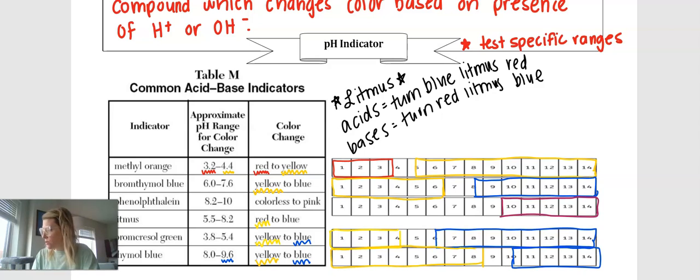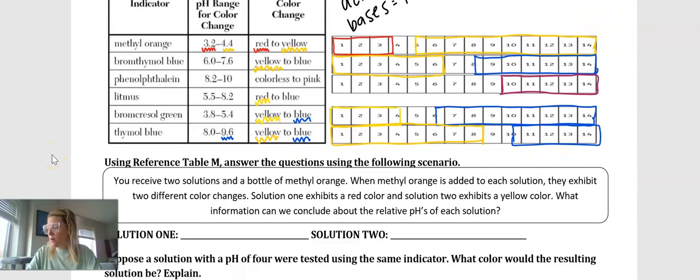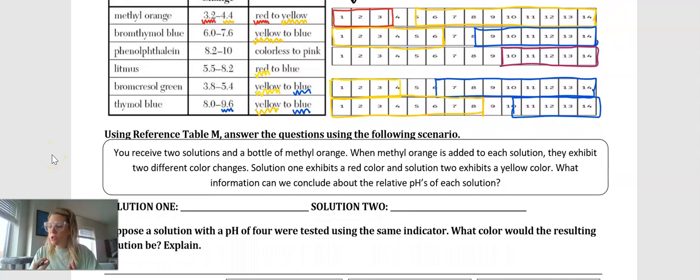All right, so now that we can see what Table M is and kind of how to read it, let's do some practice using that. Okay, so here we have our first problem. You received 2 solutions and a bottle of methyl orange. So we're talking about methyl orange, that top indicator. When methyl orange is added to each of the 2 solutions, they exhibit 2 different color changes. Solution 1 exhibits a red color and solution 2 exhibits a yellow color. What information can we conclude about the relative pHs of the solutions?